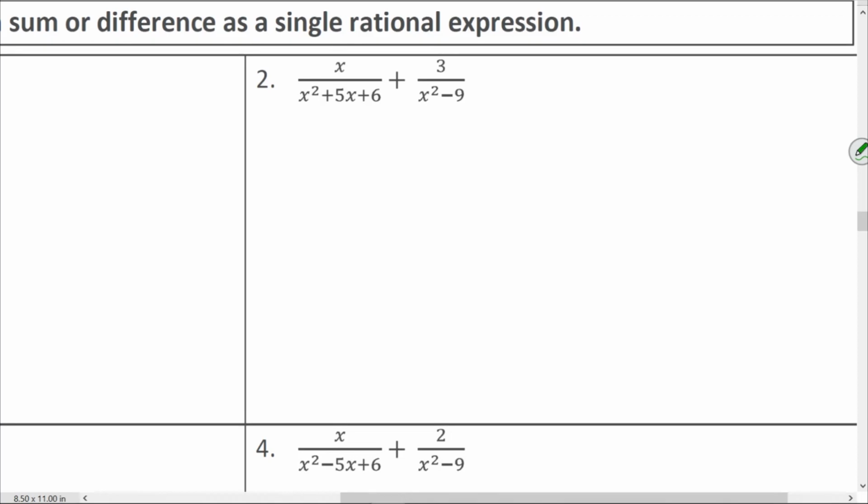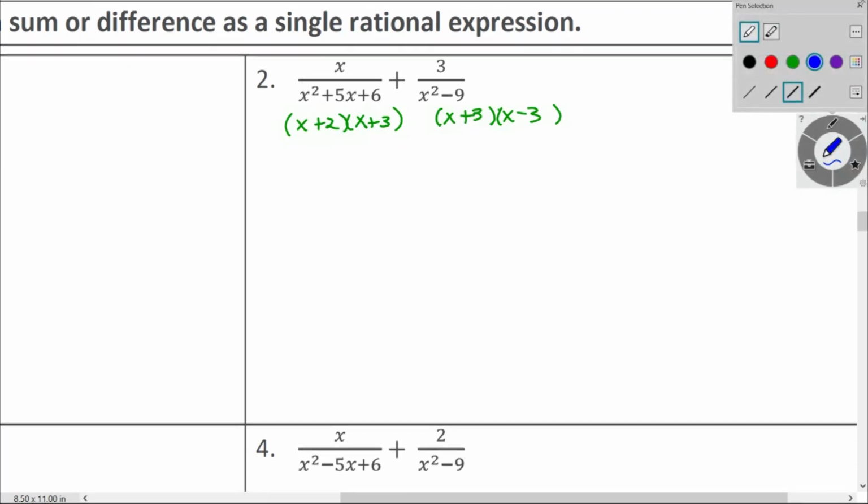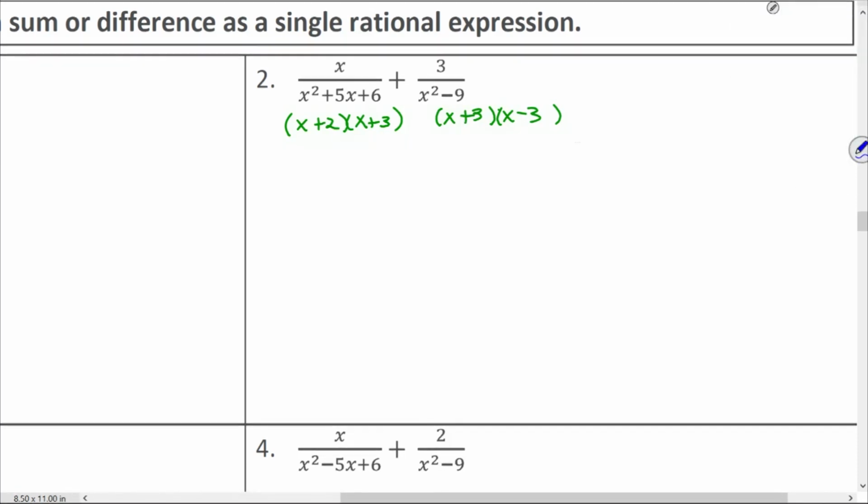Okay, again, just like before, I will factor both denominators, and I get x, let's see here, two numbers that multiply to be 6 and add to be 5 is plus 2 and plus 3. Over here, x squared minus 9 is the difference of squares, and I have x and x. And the number that squares to be 9 is 3 and 3, and I get plus and minus. Okay, so I factored both denominators, and I ask myself that very important question of what does this denominator have that this one doesn't?